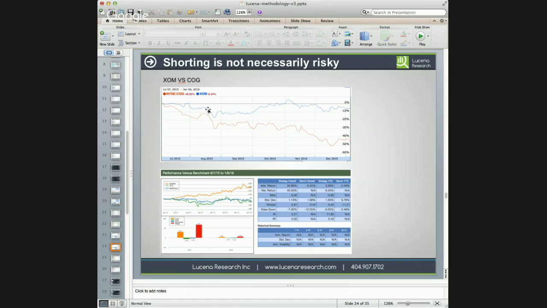Still, this long-short strategy, going long Exxon and short COG, provides this spectacular performance here in orange. It did even better than the airline example. So with long-short strategies, we can make money if our asset class goes down or up. So that's the story on long-short.